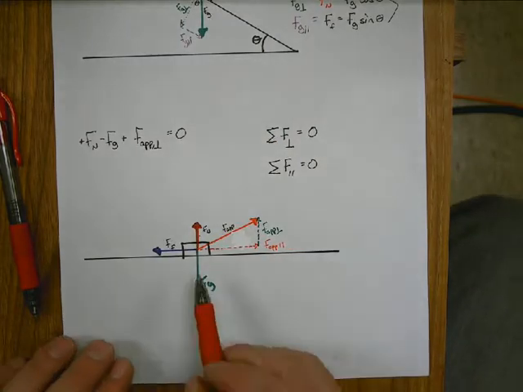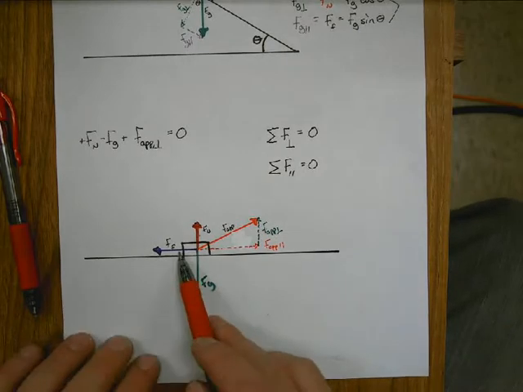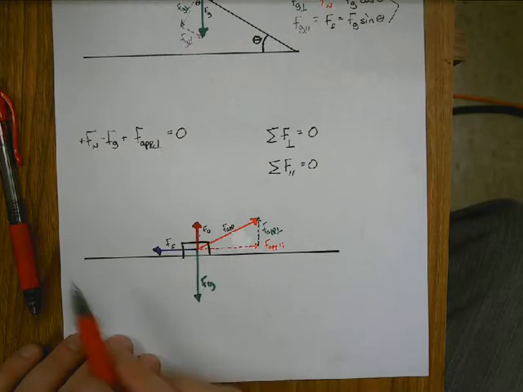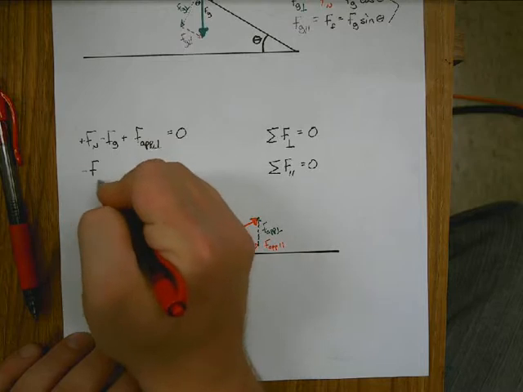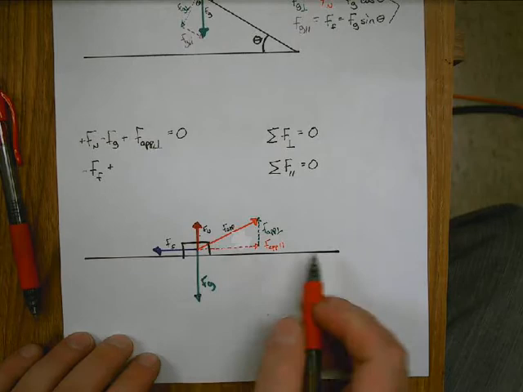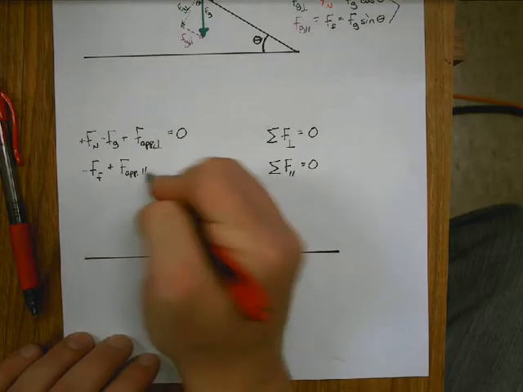If I were to look at my horizontal forces now, or my parallel forces, well, I have the force of friction which points to the left, and anything that goes to the left is negative. So negative the force of friction. And then I have this force applied parallel that points to the right, so it's positive. Force applied parallel. And I know that those have to equal 0.